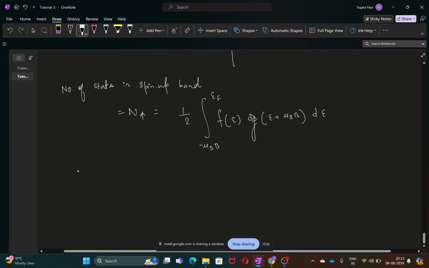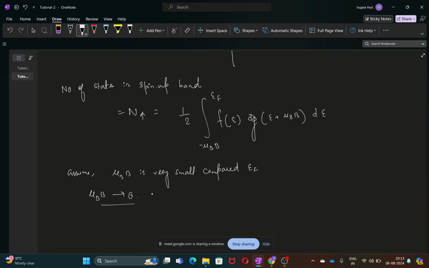Now we can take the assumption that the mu B energy shift is very much smaller compared to the Fermi energy. So assume mu B is very small compared to the Fermi energy EF. By this assumption, you can take this mu B value to go to 0 almost. You also assume that the Fermi level has a much higher value compared to any other energy scale present in the system.